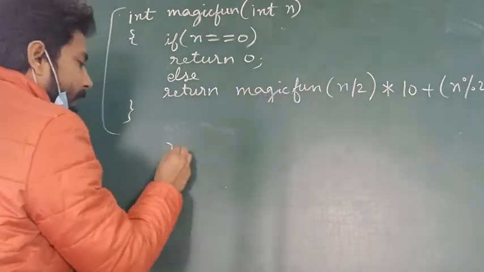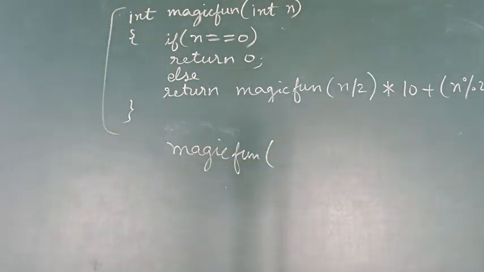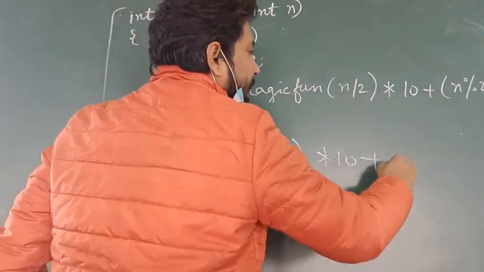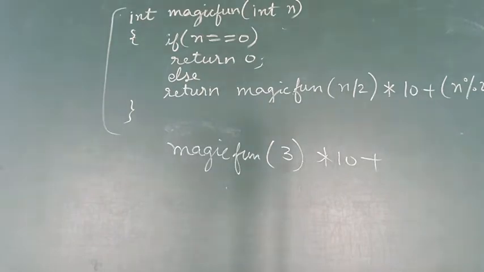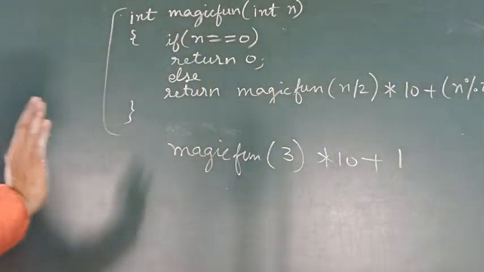So return magic fun of n divided by 2. What is the value of n now? 7. 7 divided by 2 is how much? 3. So 3 into 10 plus what is the value of n? 7 modulus of 2, which is 1 remainder. Correct, it stays like this.